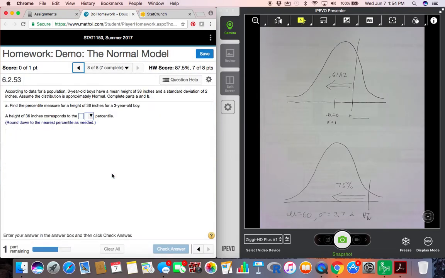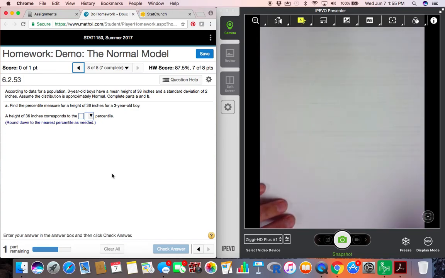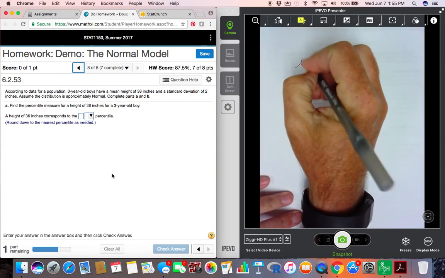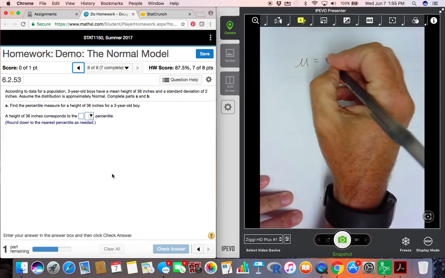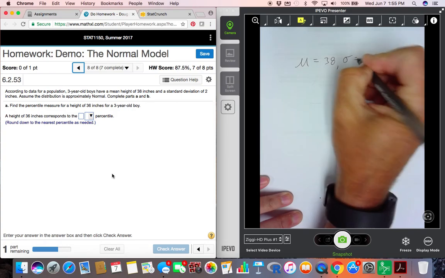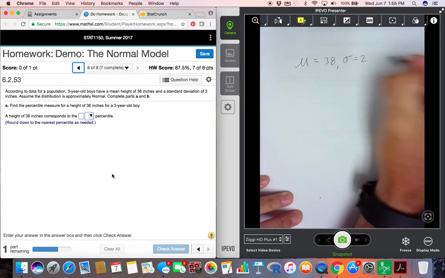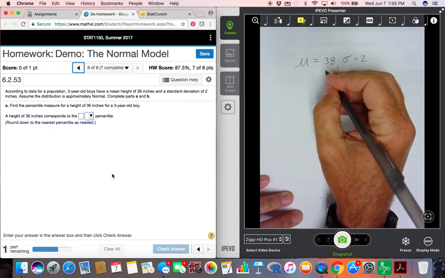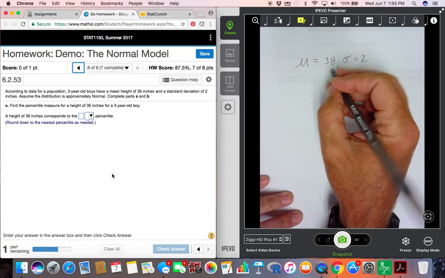And on to the final question. All right. According to the data for the population, 3-year-old boys have a mean height of 38 inches and a standard deviation of 2 inches. We can assume normality. Complete parts A and B. Find the percentile measure for a height of 36. So I want to write this stuff down. So we have a mean of 38 inches and a standard deviation of 2. So we have a height of 36, and we want the percentile.